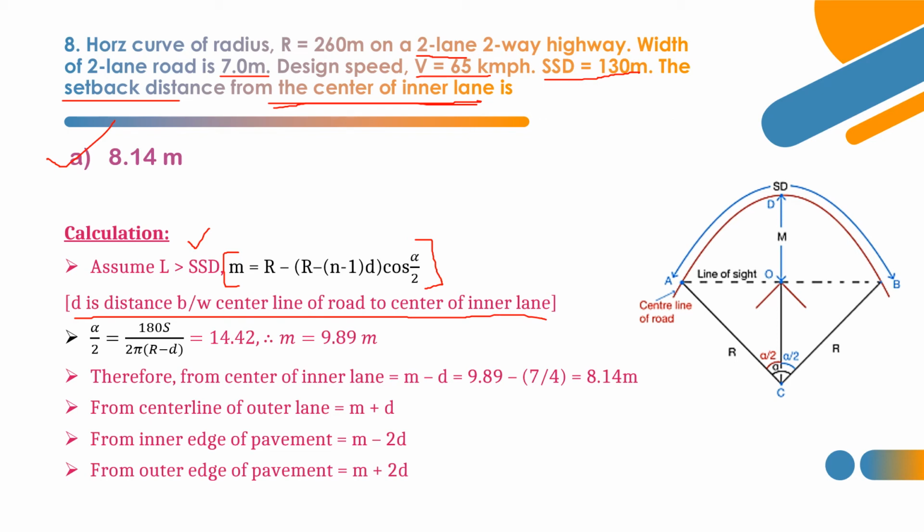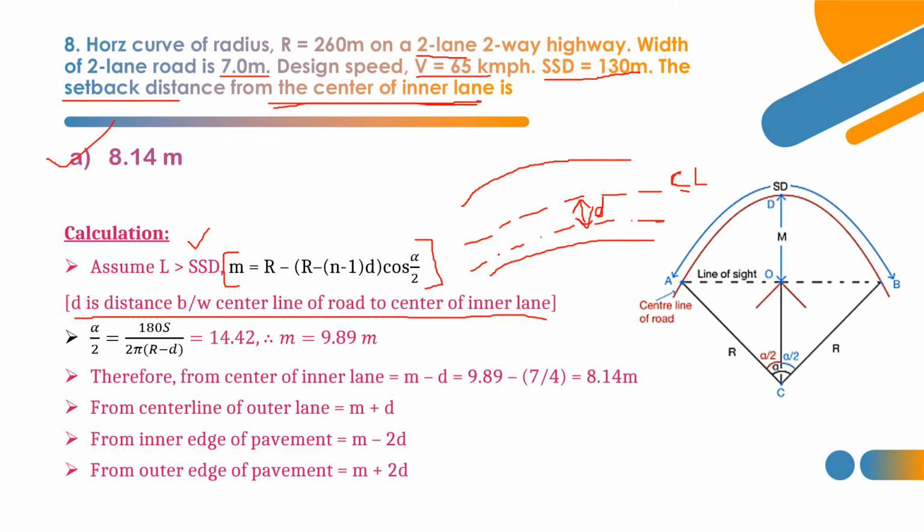So let's see what that is. Consider this as the two-lane two-way road. So what is the small d value? It is between the center line of the road, so this is the center line of the road, to the center of the inner lane. Let's consider this as the center of the inner lane. So this distance is nothing but small d.